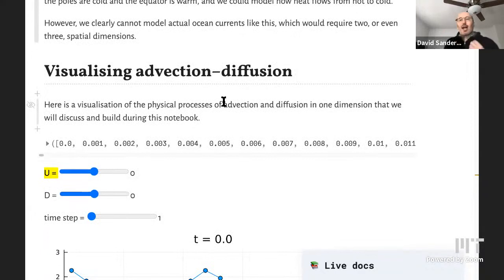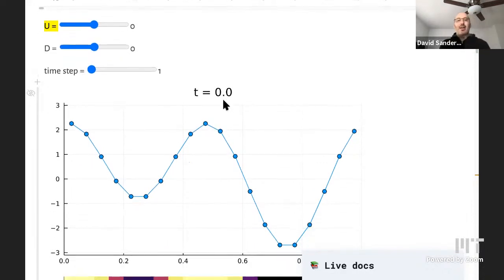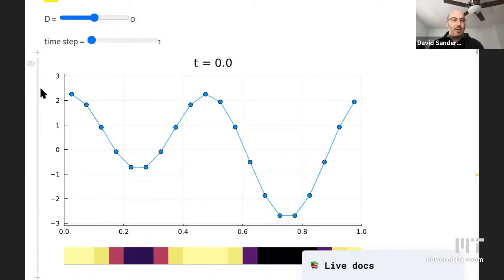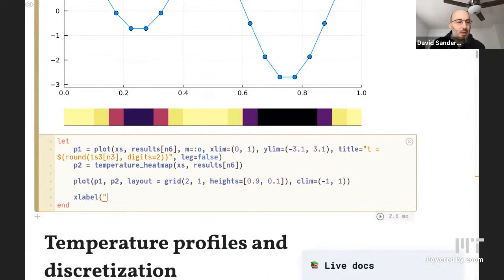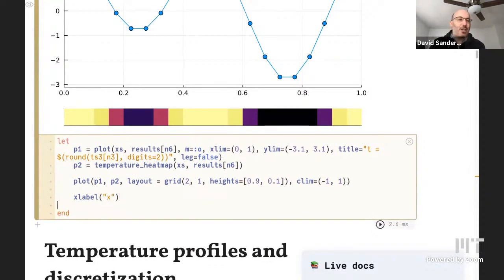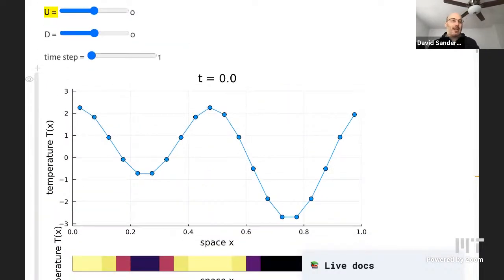So let's look at the kind of thing that we're aiming at. This is a visualization of the end product of this notebook. So here is a temperature profile, right? This is a function of space. So let me add that label into this picture. On the x-axis, we have space, which I'm calling x. And on the y-axis, we have the temperature T as a function of position, in other words, as a function of latitude.